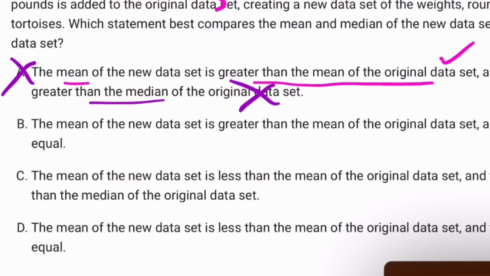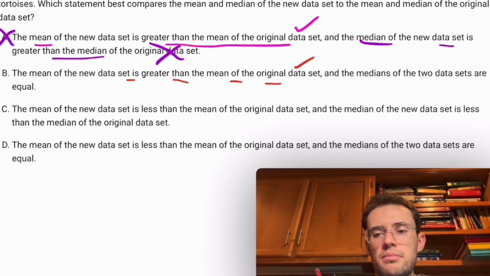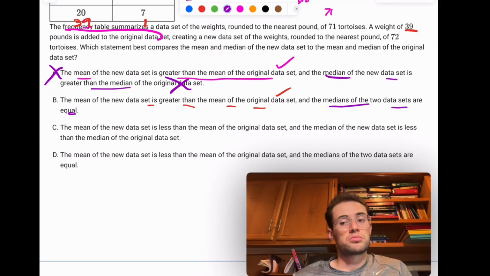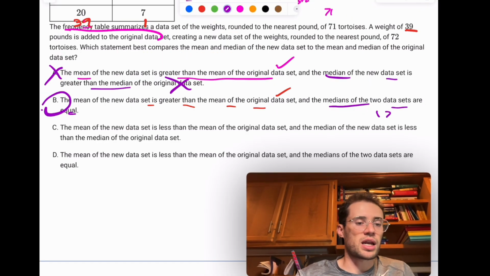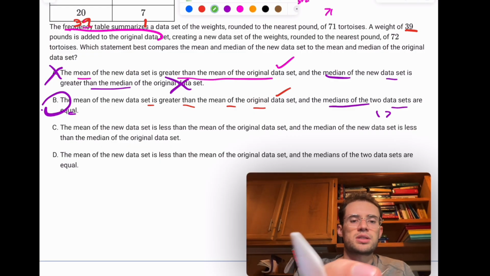Next, we've got the mean of the new data set is greater than the mean of the original data set. That's true. And the medians of the two data sets are equal. They're both 17. That seems like the right answer. So it's B. Let's just cross out the other ones and see why they're wrong.